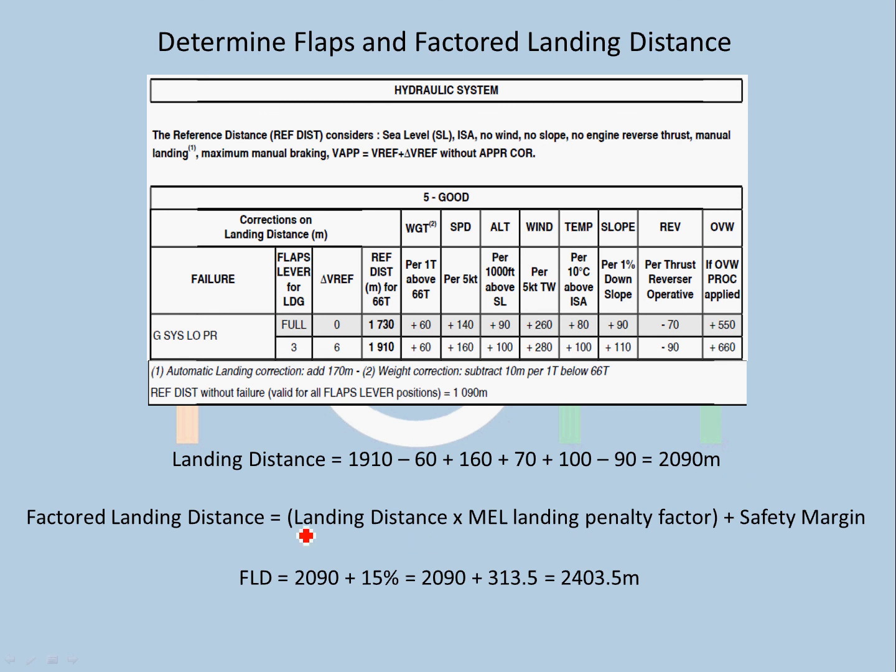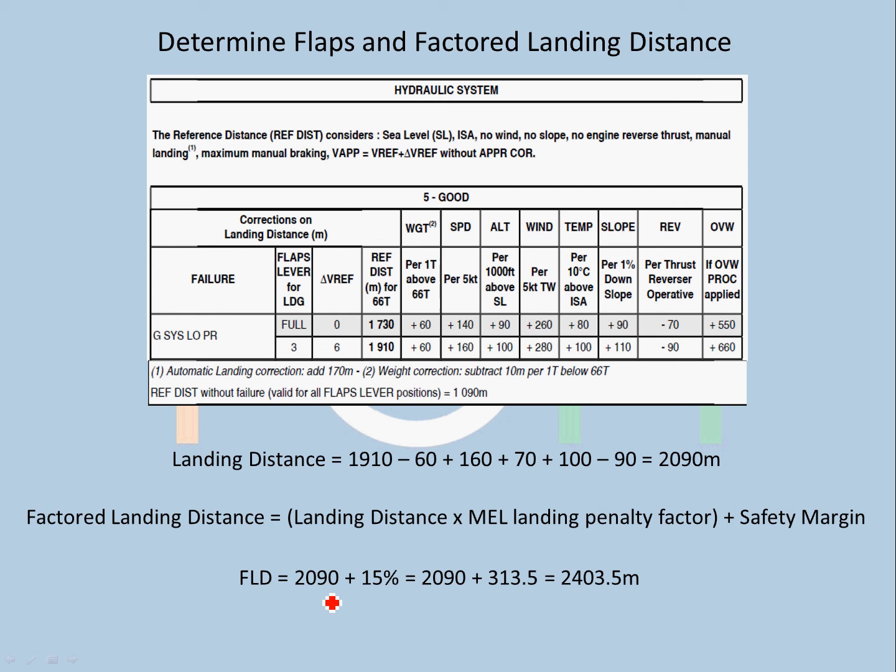Now the formula for factored landing distance is landing distance times the MEL landing penalty factor, plus the safety margin. Airbus recommends a 15% safety margin. Some companies may have a different policy, so kindly check with yours. We are just going to do the Airbus one, 15% here. And the MEL landing penalty factor: some failures have certain MEL requirements which lead to a landing distance change. I will show an example in the next slide so that you can relate to it. In this case, there is no landing penalty factor from the MEL, the minimum equipment list.